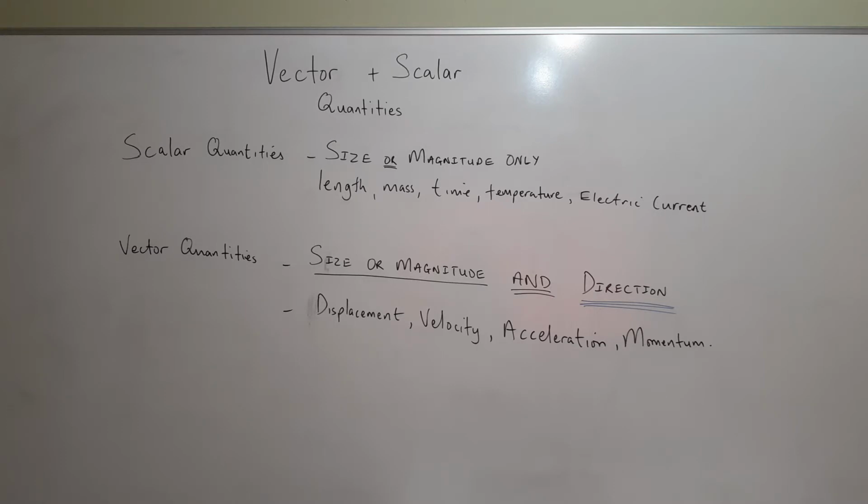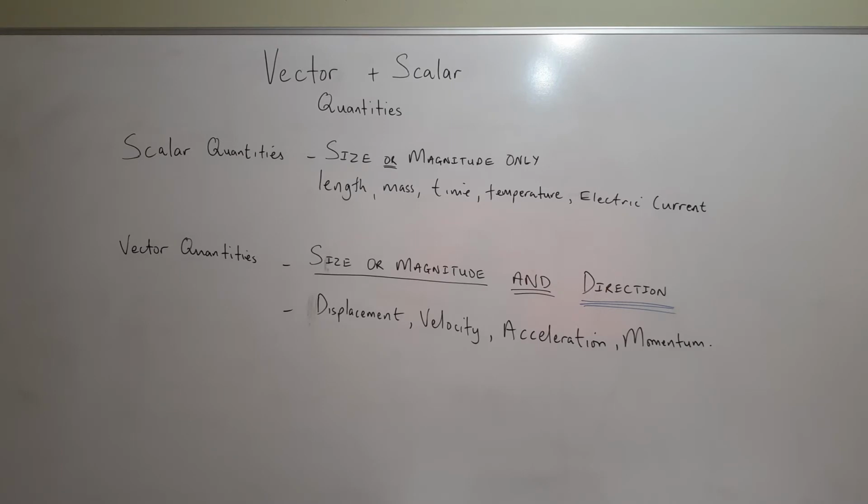We also established the fact that in physics, or in science in general, there is a need to measure different quantities. So these quantities can be divided into two types: vector quantities and scalar quantities. Right? So I'll first start with scalar quantities. Scalar quantities are quantities that are described only by their size or magnitude only. So they just have a size.